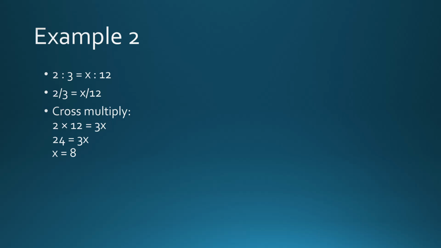Now, let's look at an example. 2 by 3 equal to x by 12. That is, ratio of 2 is to 3 is equal to ratio of x is to 12. Now, if we cross multiply, we can get the value of x. So 2 into 12, 24, 3 into x, 3x, 3x equal to 24, x equal to 8. This is as simple as it gets.